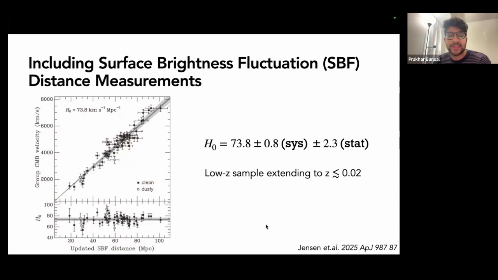So here's a plot from Jensen et al. 2025, from which we also get the sample of SBFs, and this is essentially how they look. So this is a clean fit to the Hubble law, V equals H naught D. On the y-axis we have velocities, on the x-axis we have distances. And this is the current measurement. So the systematic errors are small, but okay, I think this is flipped. So this is statistical and this is systematic. The systematic errors are larger. Statistical ones are still competitive, and these samples extend to very low redshift of 0.02.